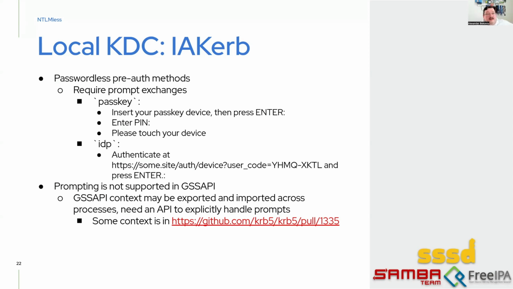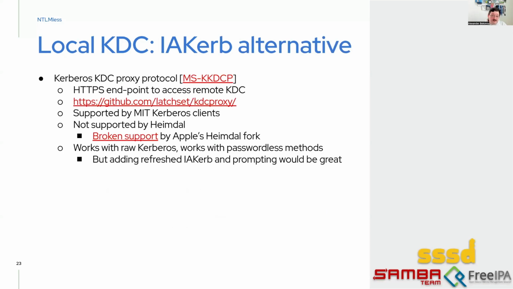In addition, in the GSS API community, the idea is that the initial credentials that you obtain, you really obtain them with raw Kerberos. You don't obtain them with GSS API, or you use a credential cache with already active credentials. At most, you have keytab or password stuff. So we have password stuff working, but for this one, we probably wouldn't be able to use IAKerb this way. So an alternative is to use the KDC proxy protocol.